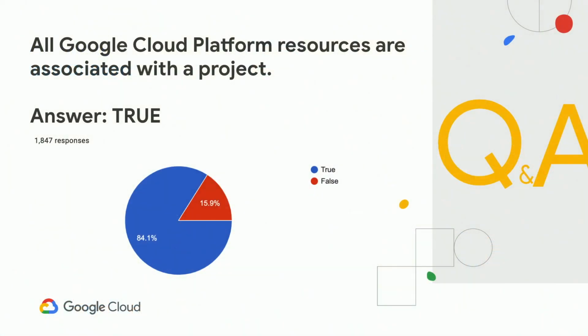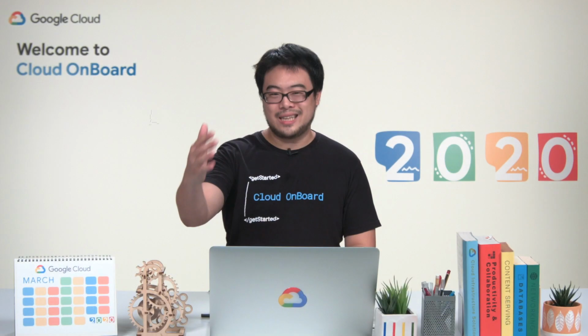All right, so let's see the second question. The second question is: all Google Cloud resources are associated with a project. The answer is true. All right, wow, this one has like 84% correct. Yes, of course, very important. Everything has to attach to a project, and the answer is true.